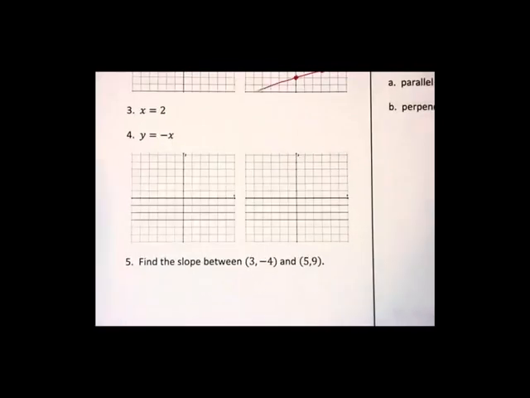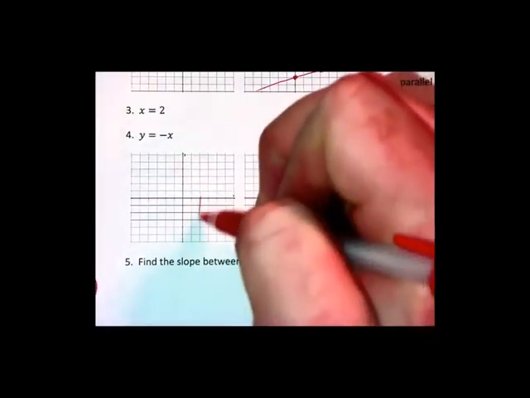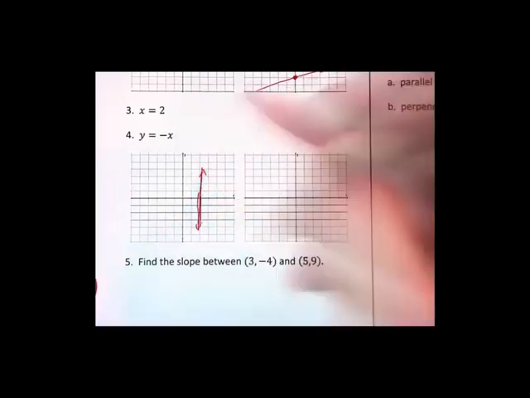Problems 3 and 4 here. 3 is the equation of a vertical line. X equals 2 is a vertical line. Don't plot it just as a dot. Make sure it's that vertical line.